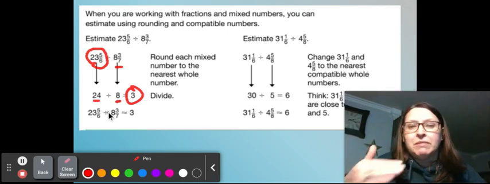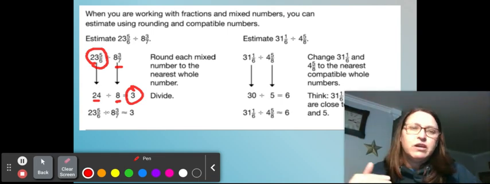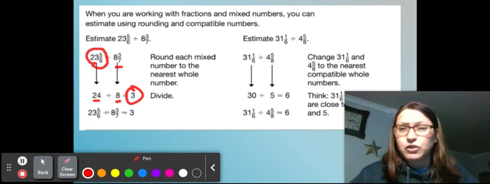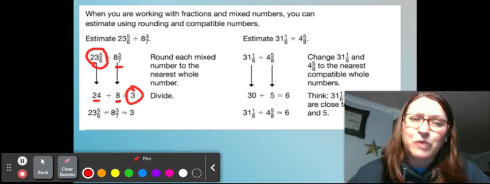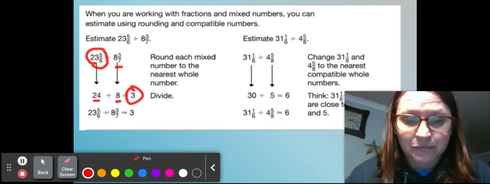I have an idea what my answer should be around, so that if I get an answer like 12, I know I did it wrong. Or if I get an answer like 200, I know I got it wrong.